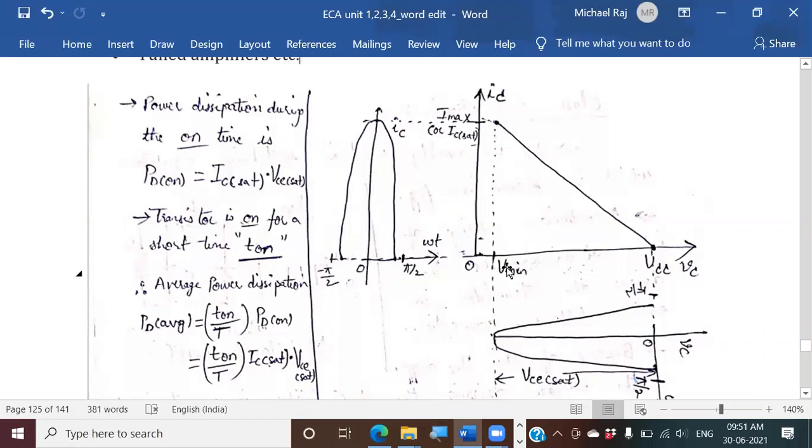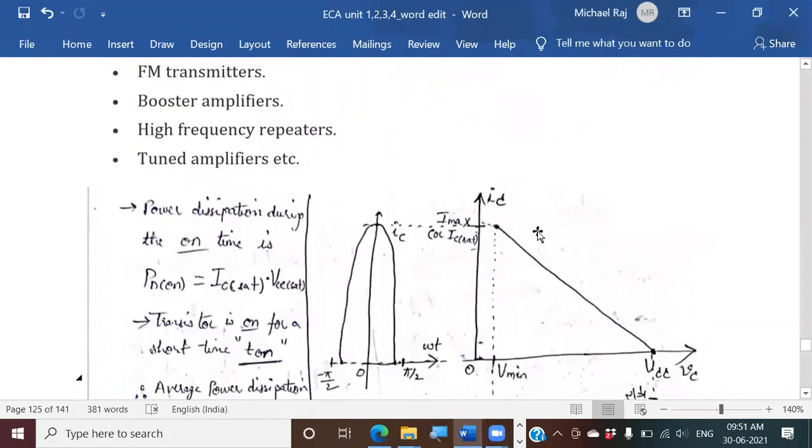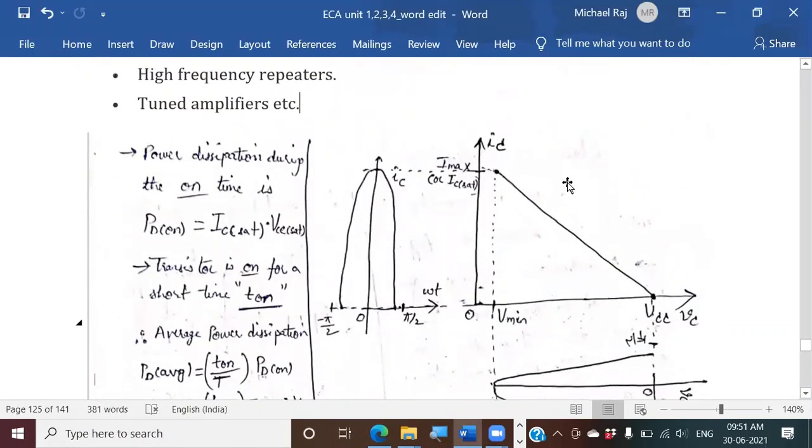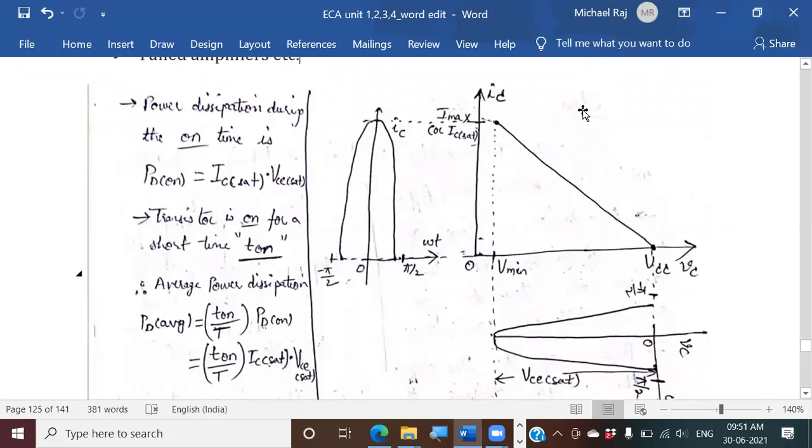In previous cases we have taken V min as 0. Anyway, in our derivation, we are not going to use V min further, so we can leave it as it is. Now, the on voltage is VCE sat, and the on current is IC sat. So what will be the on power?